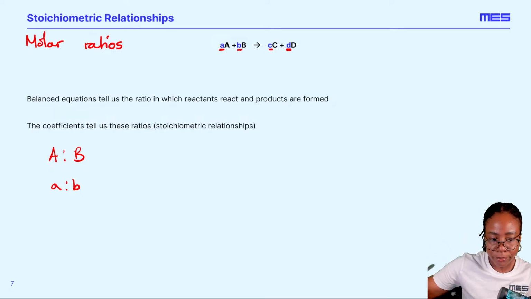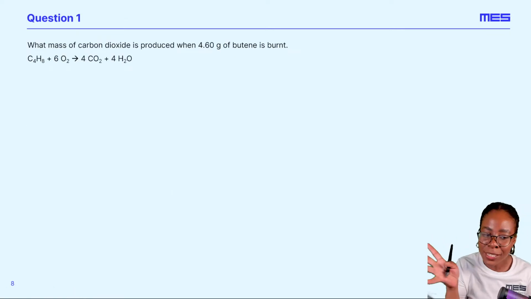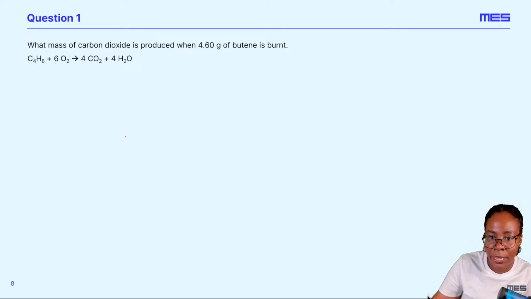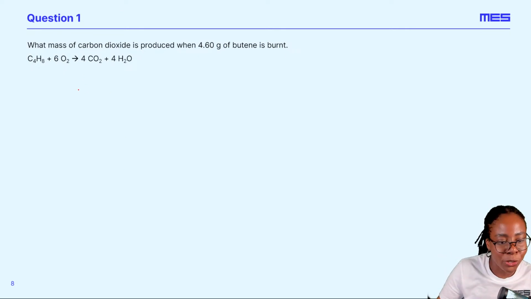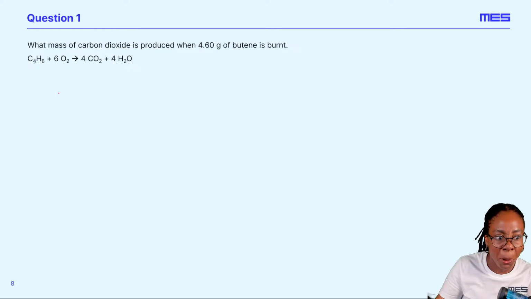Okay, so question number one, nice and straightforward. This is more kind of GCSE-ish style, but still important that we get to grips with it. What mass of carbon dioxide is produced when 4.60 grams of butene is burnt?